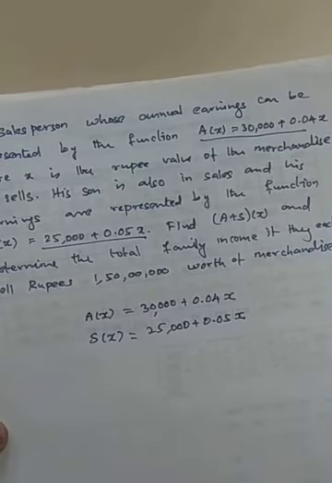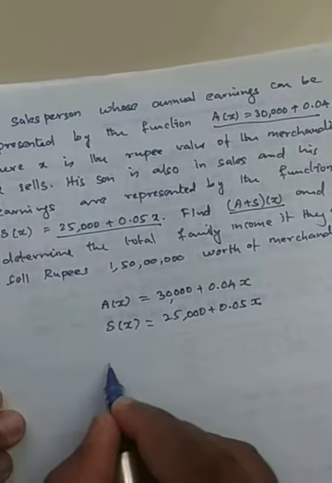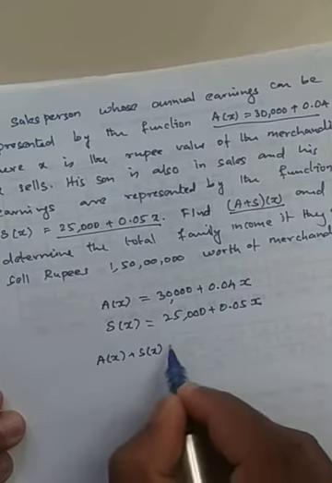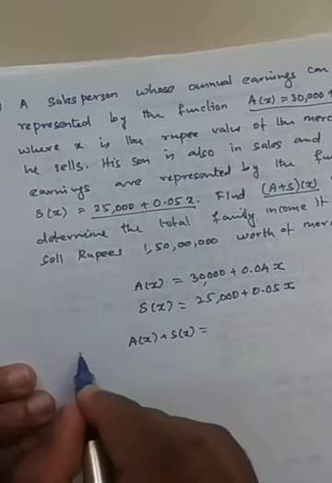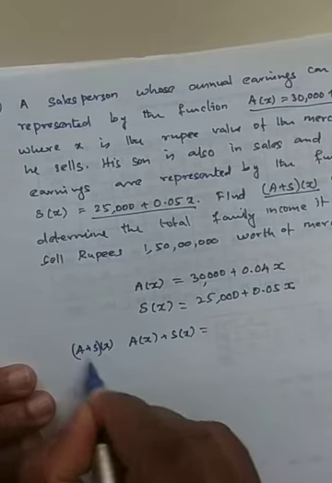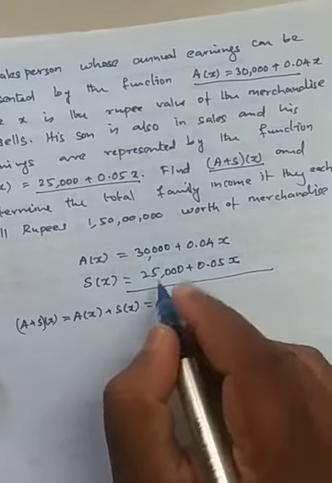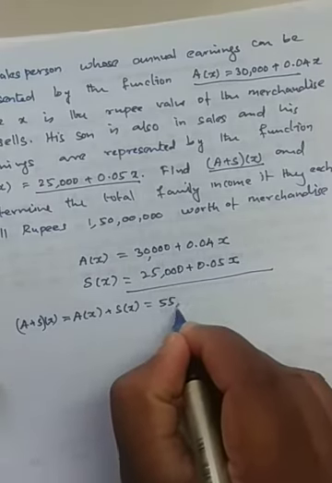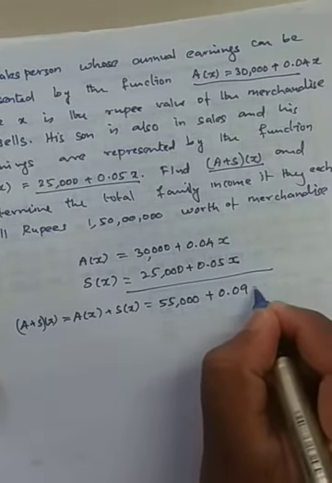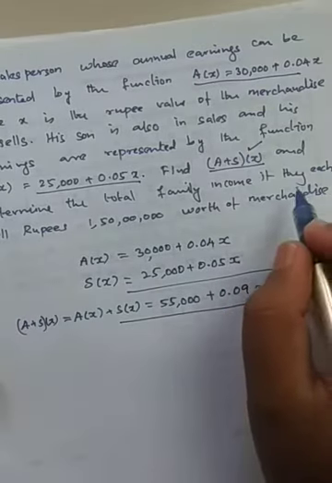Now what we are going to find is a plus s of x. We write it commonly as x. A plus s of x will come. You just add it, simple addition only. 30,000 plus 25,000 is 55,000, plus 0.09x will be a plus s of x. So this is over. And they are asking to determine the total family income.